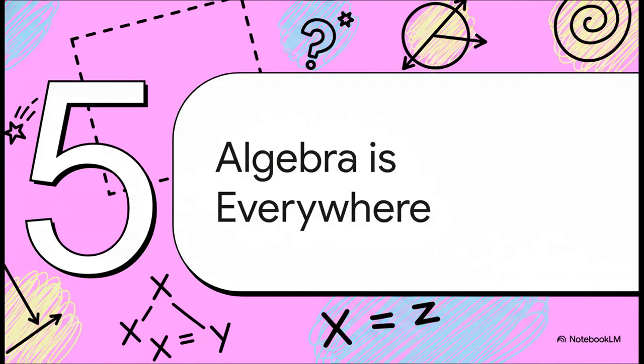Okay, last section. Section 5. Algebra is everywhere. Because really, this isn't just about some cool party trick. These exact same principles, using variables to represent things and simplifying relationships, they're what we use to describe and even predict the world all around us.